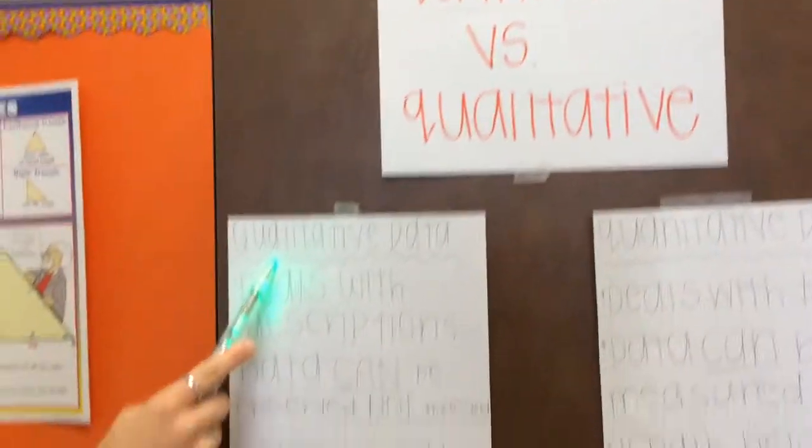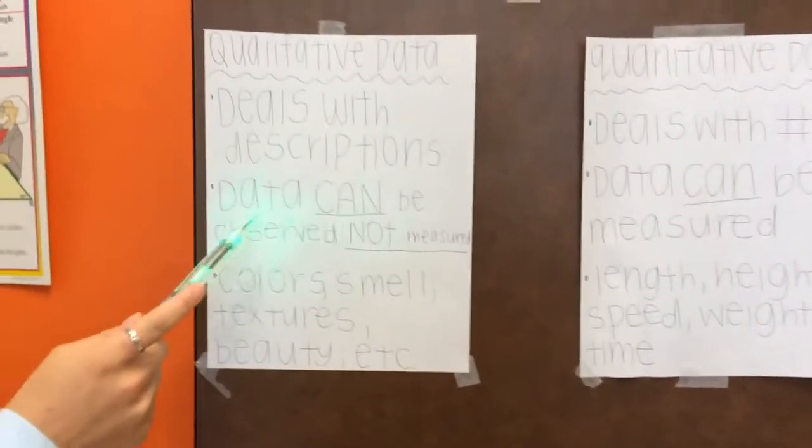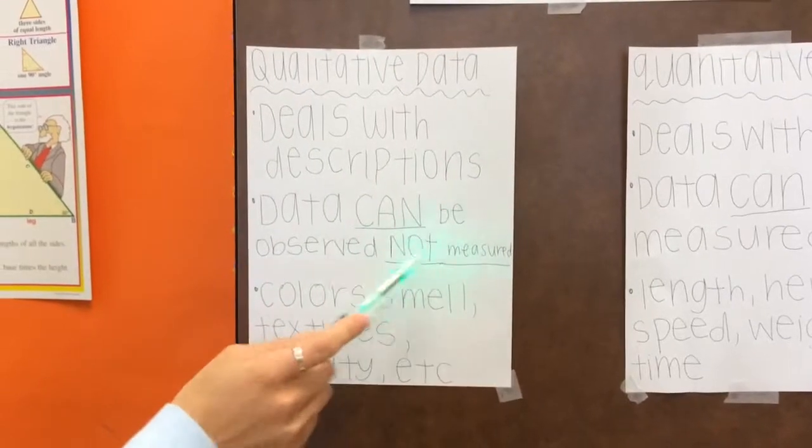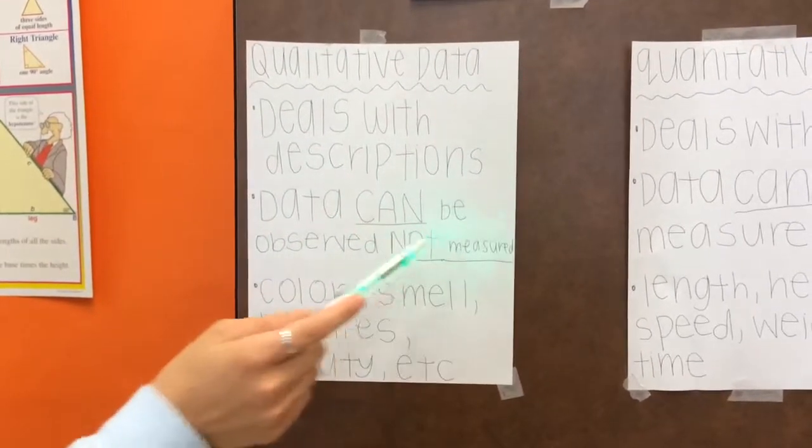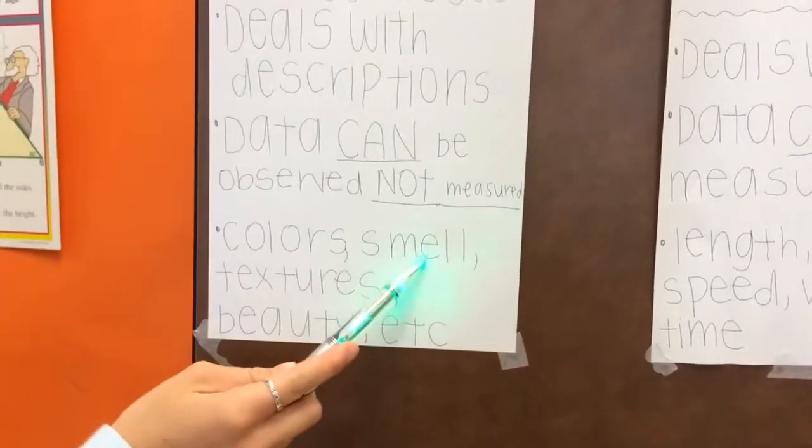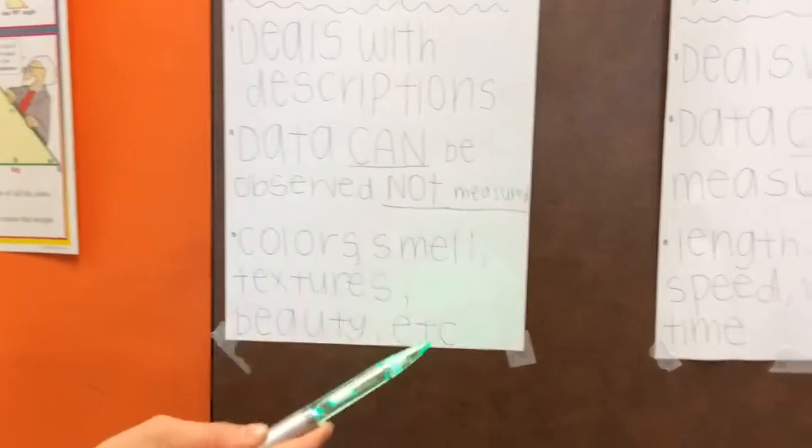Now, qualitative data deals with descriptions. The data can be observed, but it cannot be measured, and you have to remember that it cannot be measured. It is colors, smell, textures, beauty, etc.